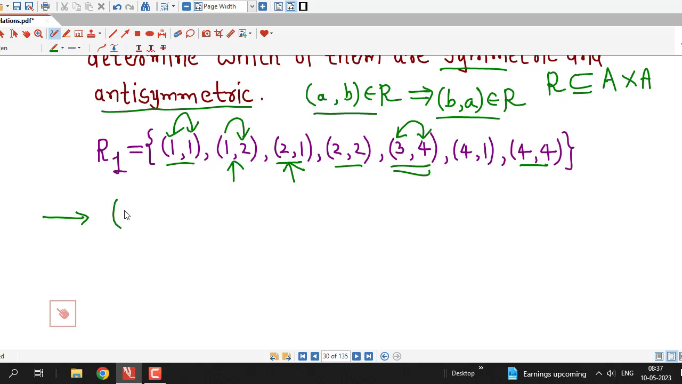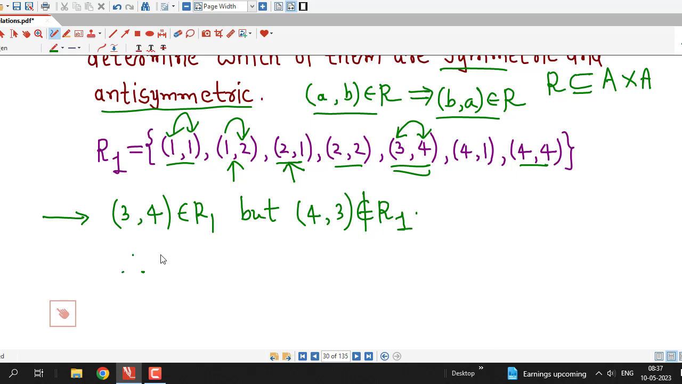So here I have to write that (3, 4) is present in R1, but if we change the order of elements, we get this (4, 3), and for a symmetric relation it also must be present in R1, but it is not present in R1. This implies that R1 is not symmetric.